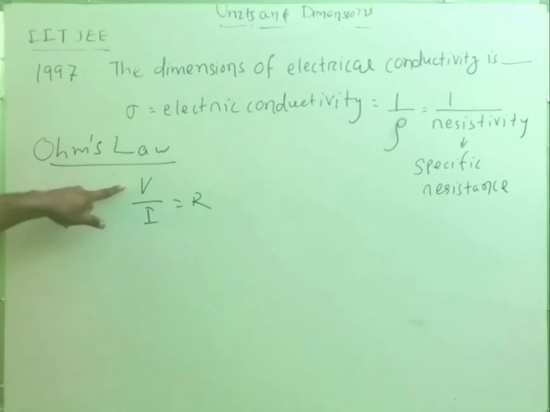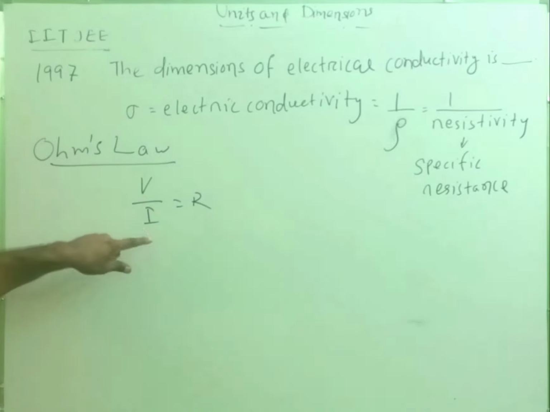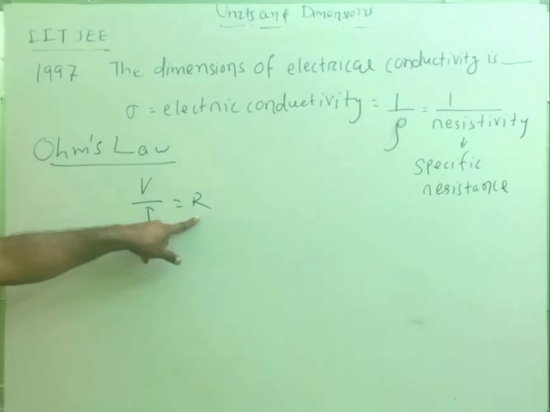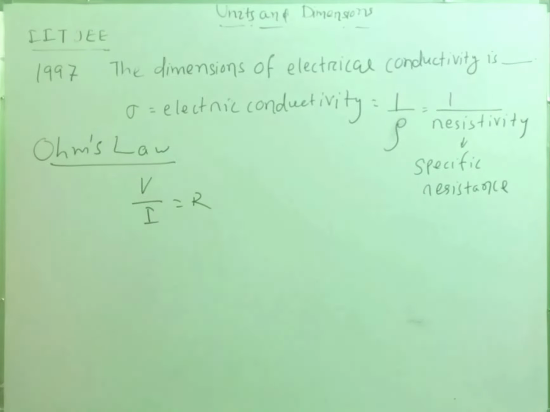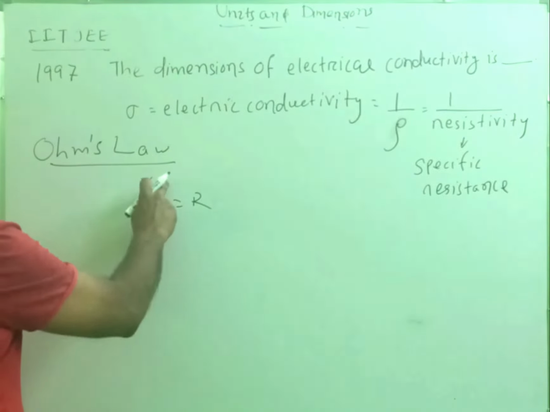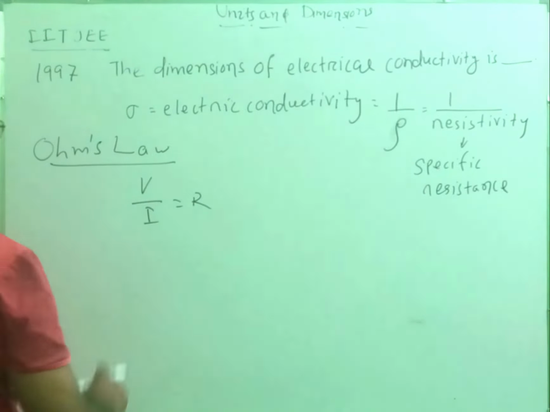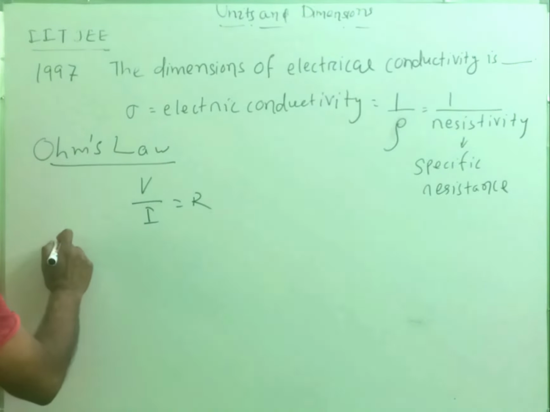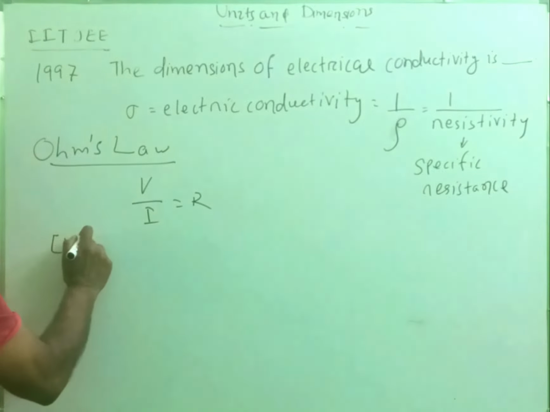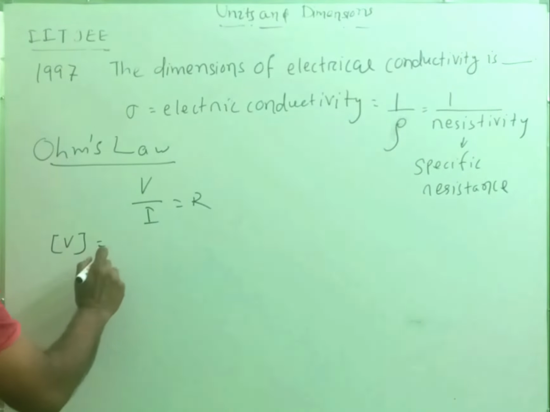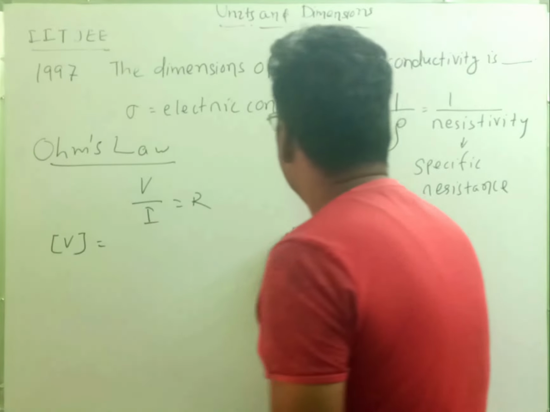The ratio of electrical potential to that of electrical current gives us the resistance of the conductor. Okay, student. So R is equal to V by I. And what is V? What will be the dimensions of V? Dimensions of V can be obtained from the concept.